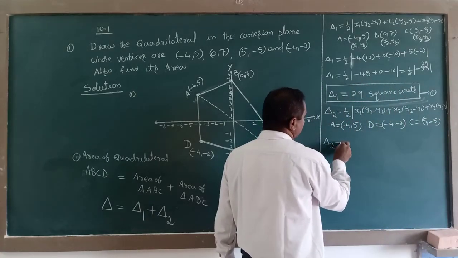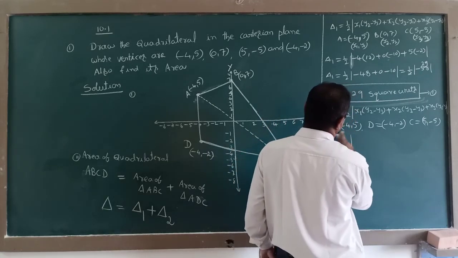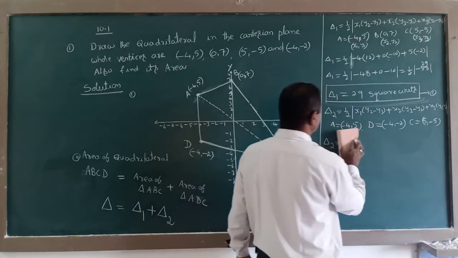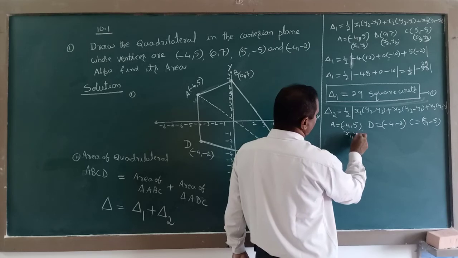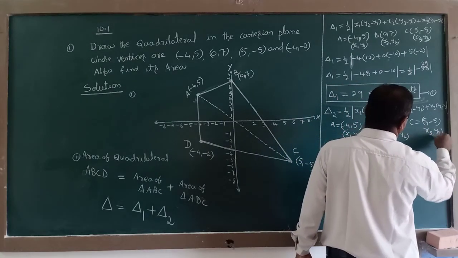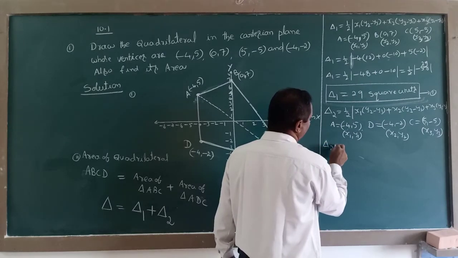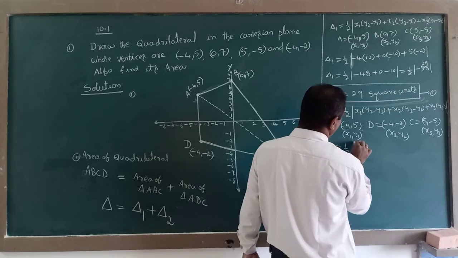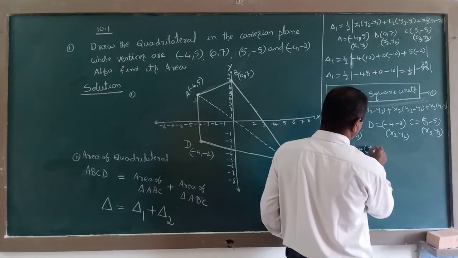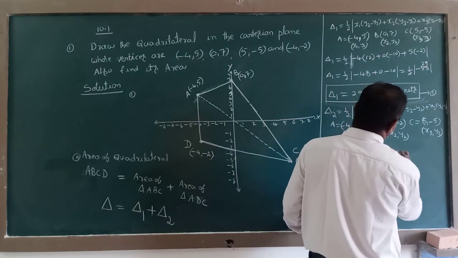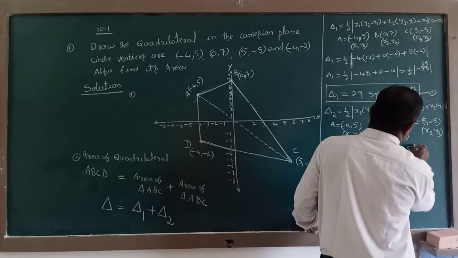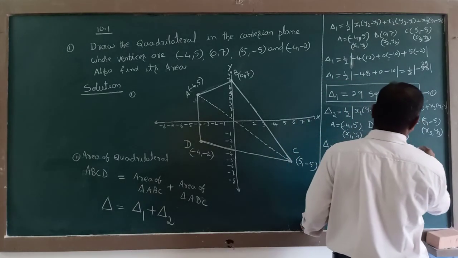So delta 2 is equal to half into modulus of, considering them as x1, y1, x2, y2, x3, y3 in order, x1 which is minus 4 into (y2 minus y3), that is minus 2 minus of minus 5, which is 3, plus x2 which is minus 4 into (y3 minus y1), that is minus 5 minus 5, minus 10, plus x3 which is 5 into (y1 minus y2), that is 5 minus of minus 2, which is 7.